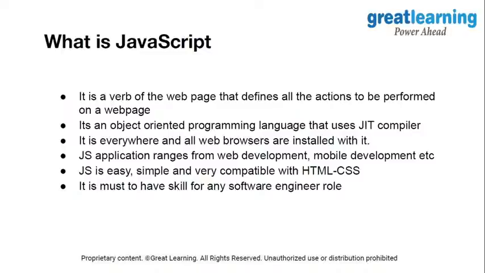It's everywhere, and all the web browsers come with it installed. Where do you run your JavaScript code? It's in the browser, right? You can also run it on the server. For that we need Node.js, right? It's the only programming language which has these features that you can use it on the front end as well as on the back end. In the front end you can use JavaScript or libraries like React or frameworks like Angular, and on the back end we have Node.js, which again uses JavaScript, right? So this is what JavaScript is. It's easy, simple, and very compatible with HTML and CSS.